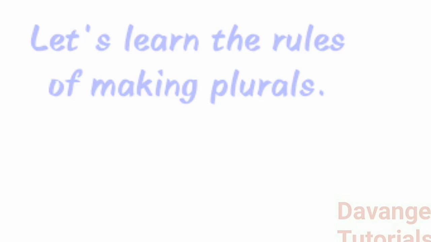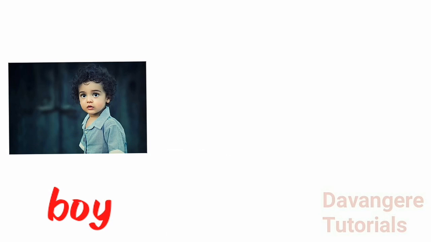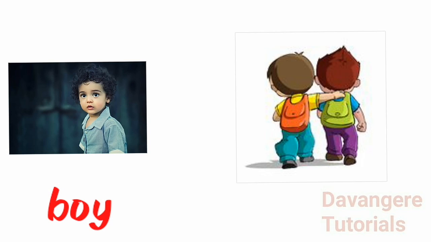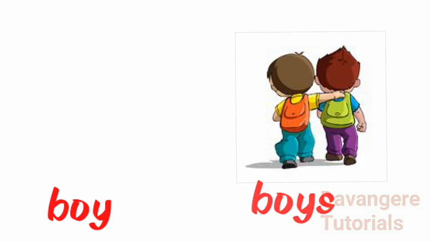Let's learn the rules of making plurals. Let's move to the first rule. You have to add S to most of the nouns, like boy becomes boys. We have just added S to it to make it plural.